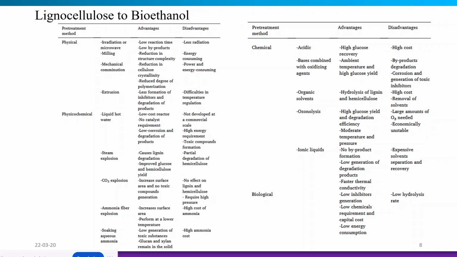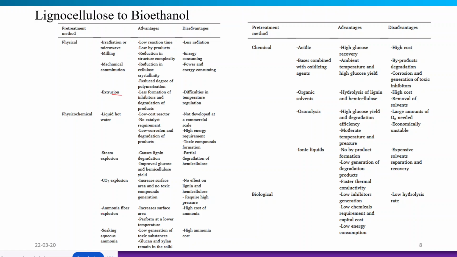So this is a brief comparison between the pretreatment methods which are available for bioethanol production. The physical methods are irradiation, milling, mechanical comminution, and extrusion. They have a lot of separate advantages and disadvantages, right? So we are not going into details. You can refer to the slide later on.